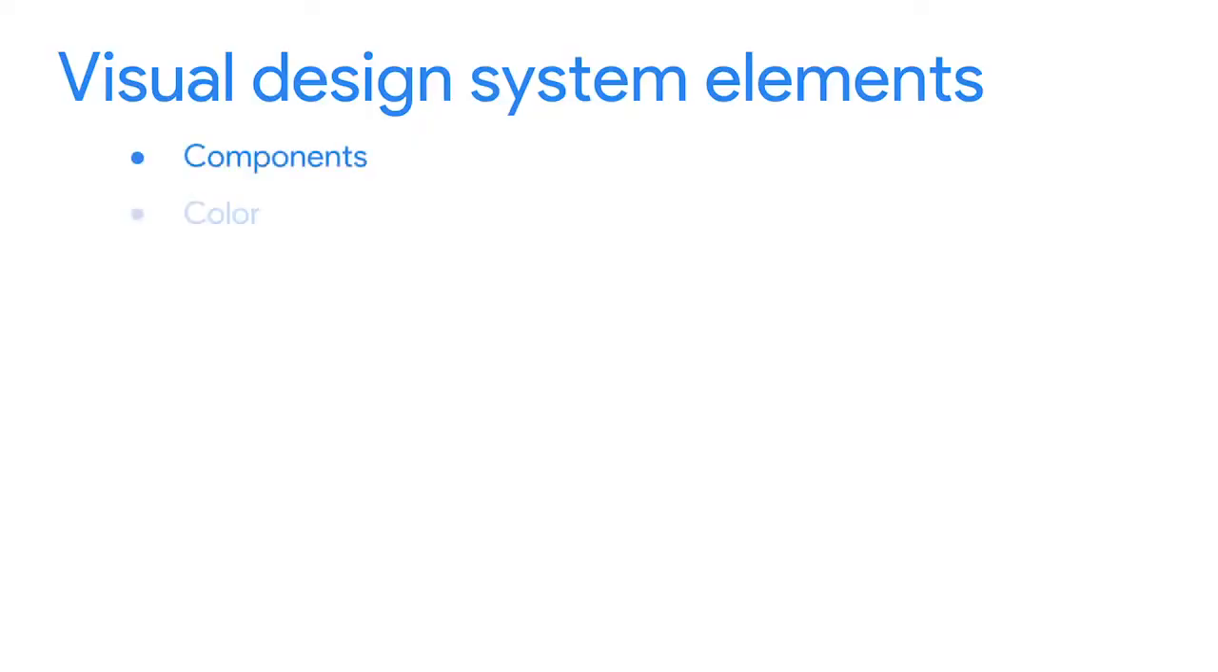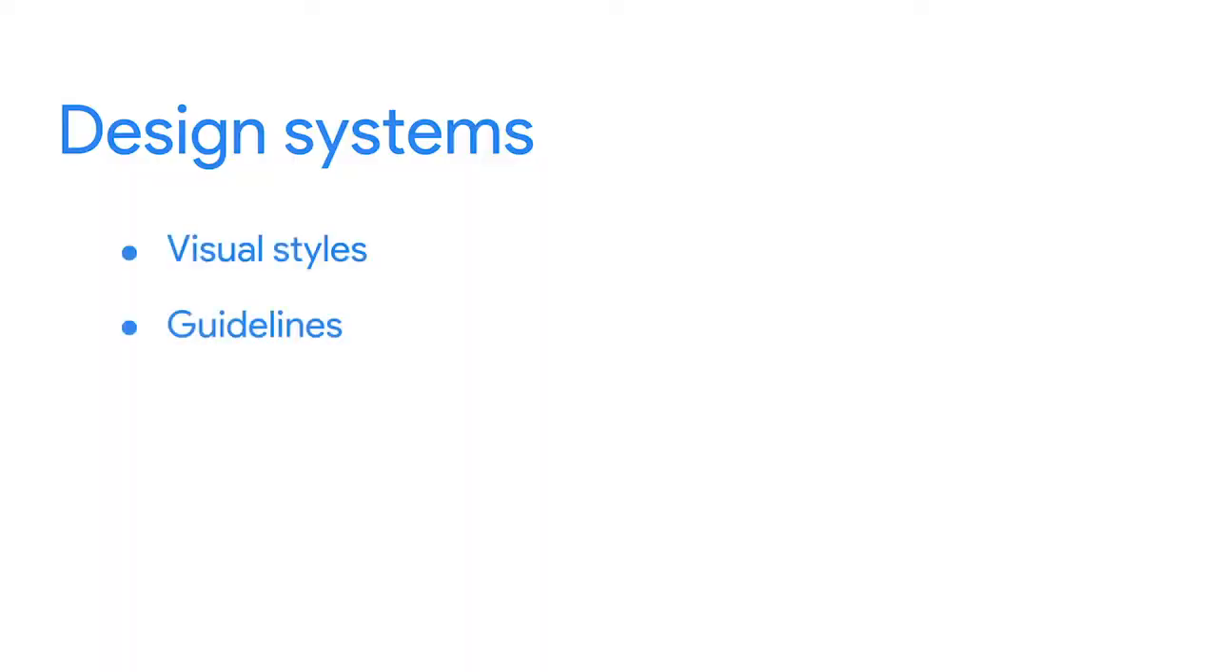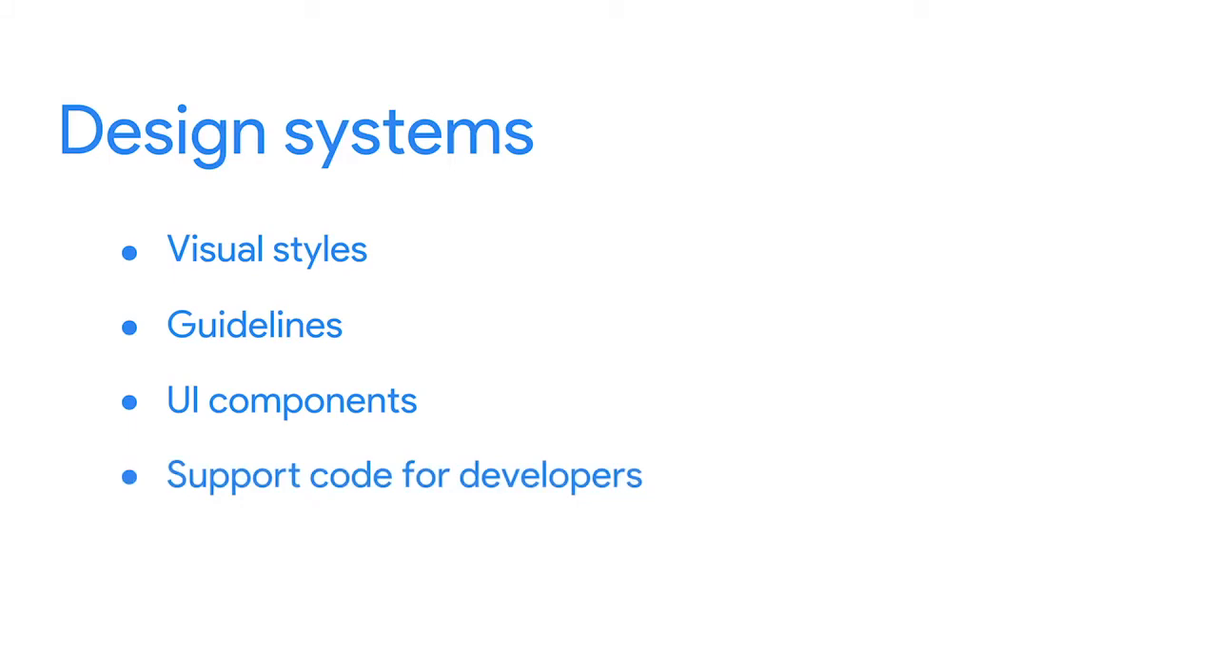Some of the visual elements frequently included in a design system are components, color, iconography, layout, copy, animation, elevation, typography, and illustration. So how are design systems set up? Most design systems include visual styles, guidelines for how to apply them, UI components, and supporting code for developers. Let's go through each of these in more detail.